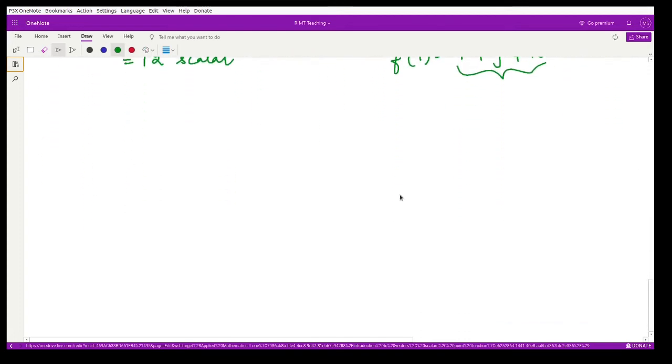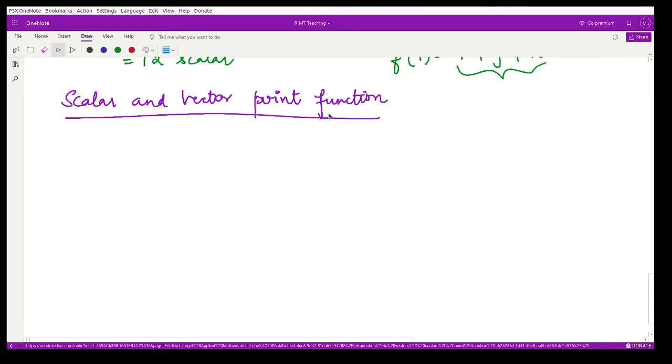And next let us define another quantity: scalar and vector point functions. Now what does this mean, point function? We say a variable quantity whose value at any point in the region of space depends upon the position of the point. So that represents the point function. So first of all, you should know what is a point function.